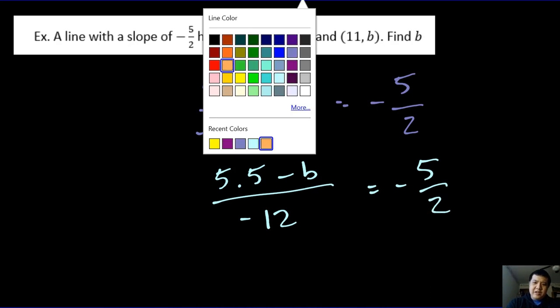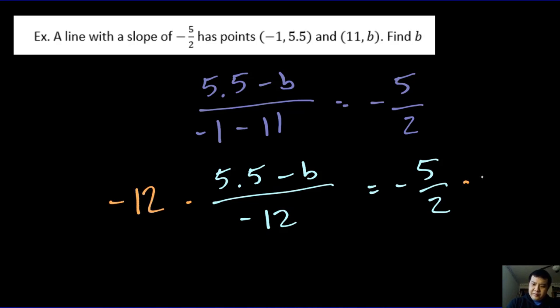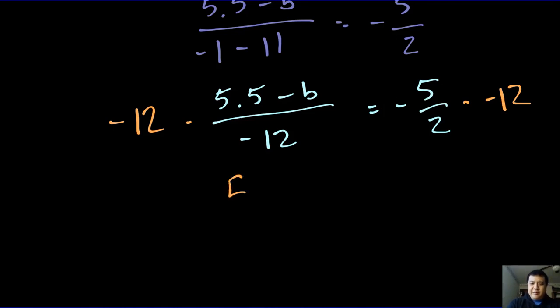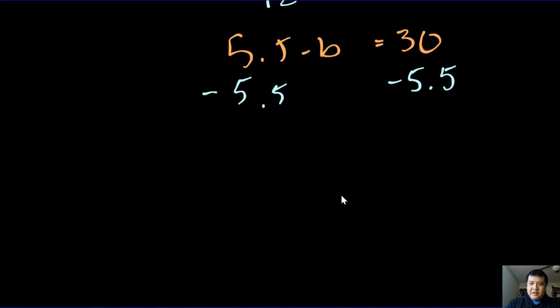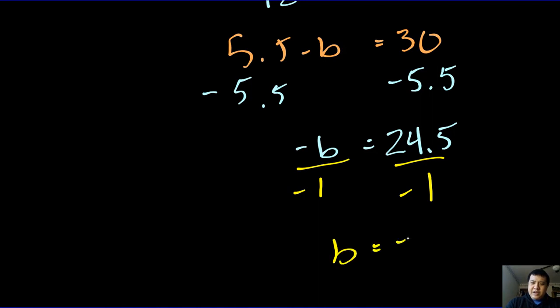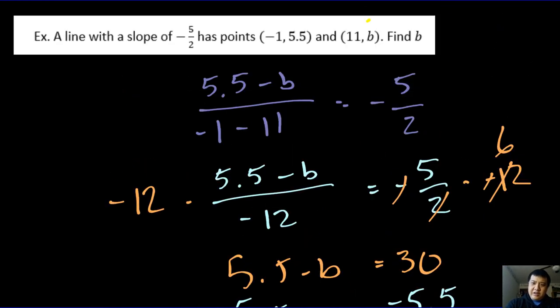I'm going to multiply both sides by negative 12. And we find that 5.5 minus b equals, these negatives cancel out, cross cancel, this is a 6, equals 5 times 6, which is 30. Subtract 5.5 from both sides. And what we get is negative b equals 24.5. Multiply both sides by negative 1, or divide both sides by negative 1. b equals negative 24.5. So therefore b is negative 24.5.